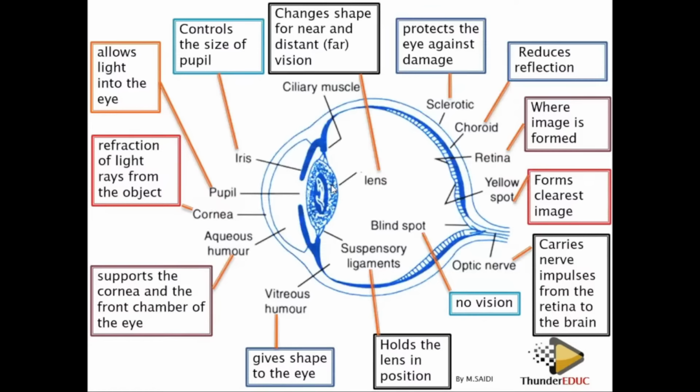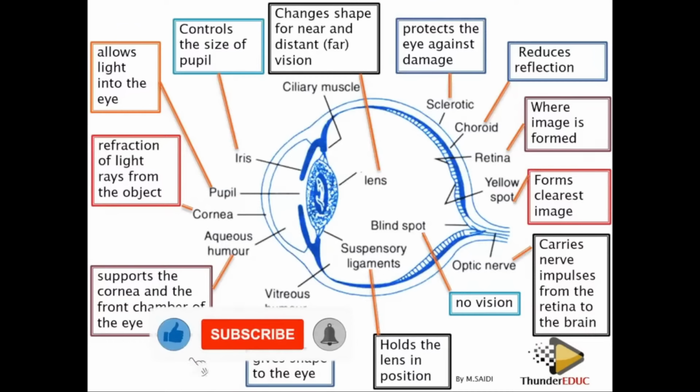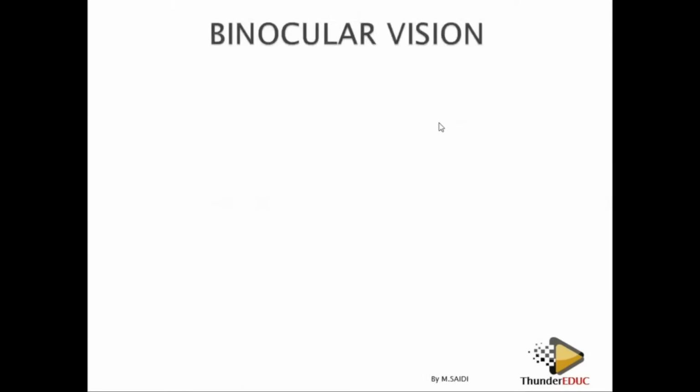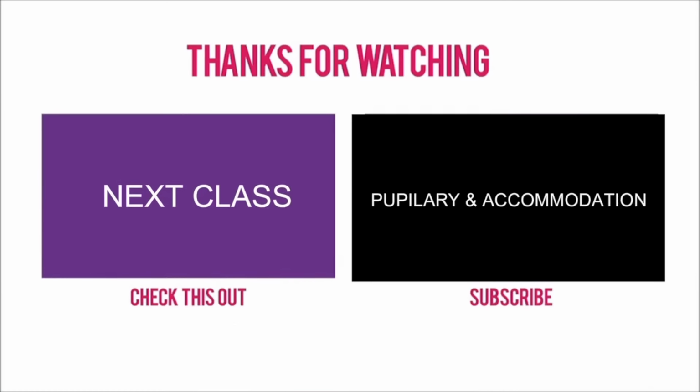So basically, that's some of the functions of the eye. If they ask you about the adaptation of the eye, it means that you have to look at one part, then give the function. Give the one part and then give the function. So please don't go to the exam without knowing the functions of each part, because you don't know which part they might bring. Let's look at binocular vision.